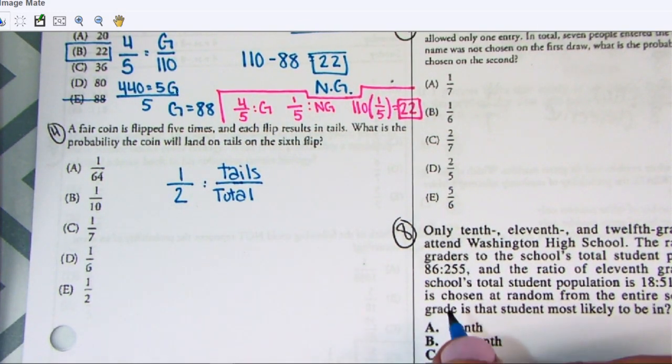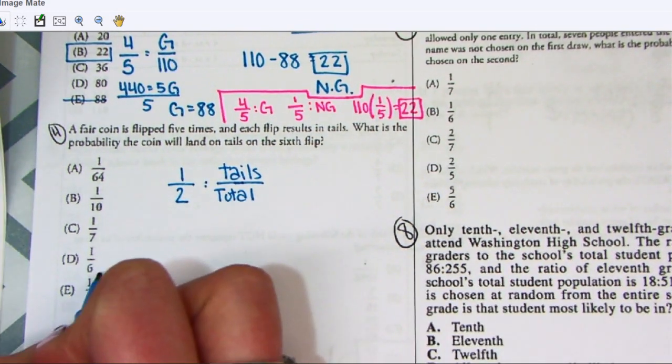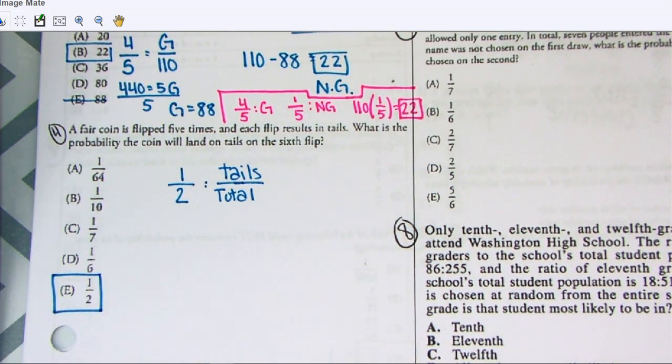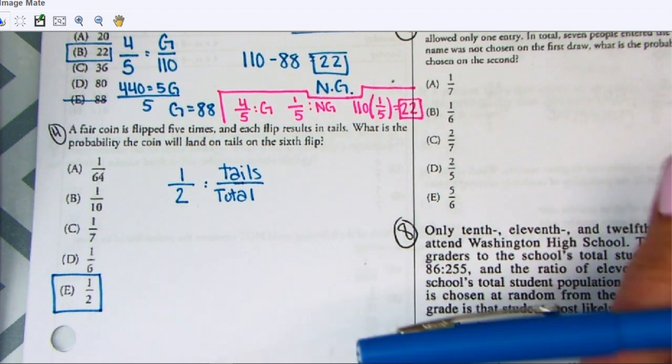These probabilities are independent of each other. So that does not mean, hey, I don't want tails in a row. I just want to know when I flip this coin on the 6th flip, will it be heads or tails? It's always a 50-50 chance.